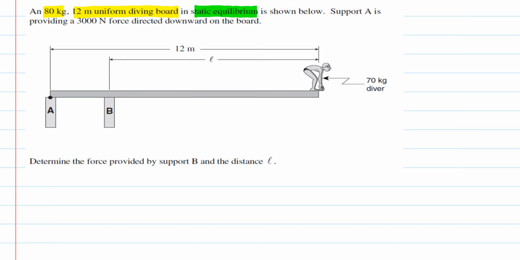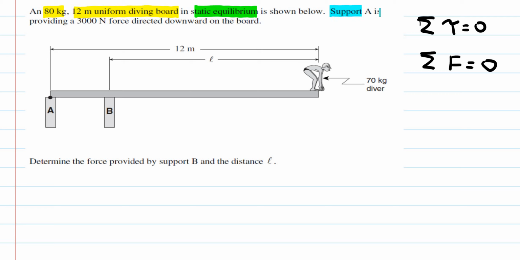Static equilibrium is another way of saying that the sum of the torques is equal to 0, and the sum of the forces is also equal to 0. So we're just combining both rotational and translational equilibrium for this problem. Now there's a little twist here.